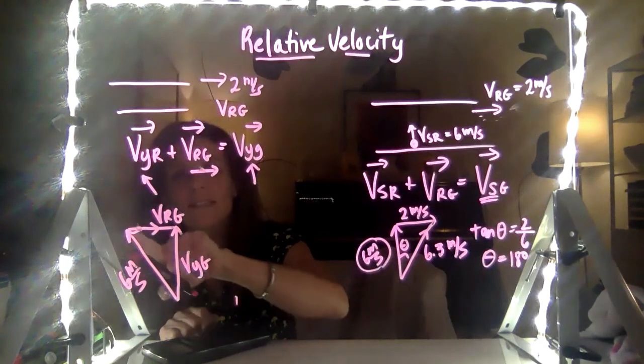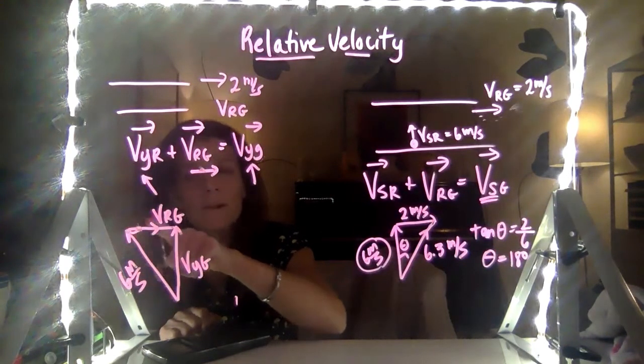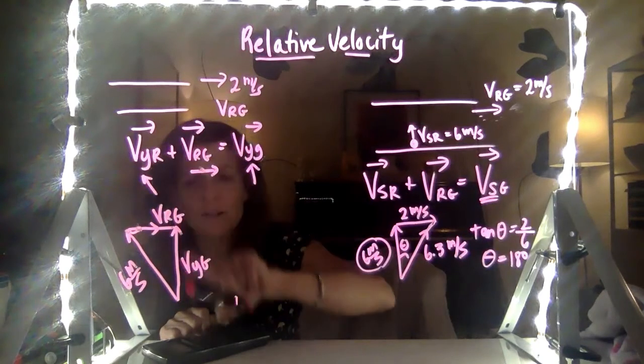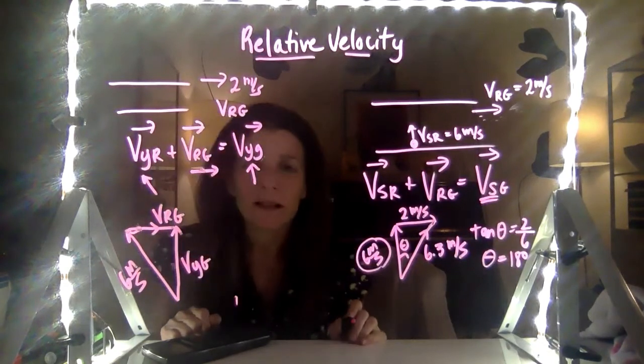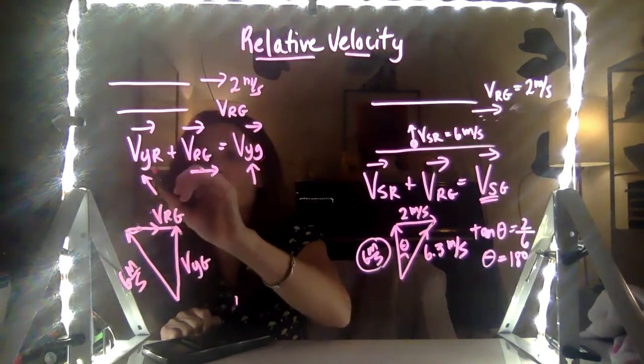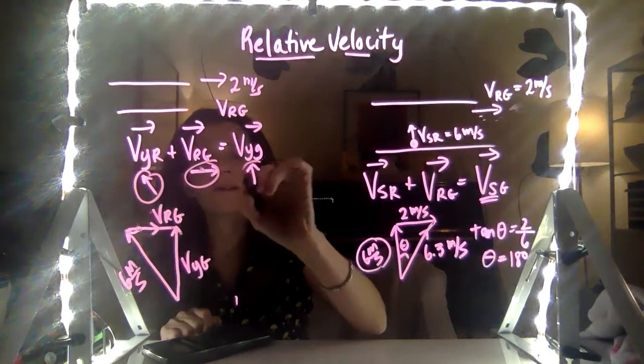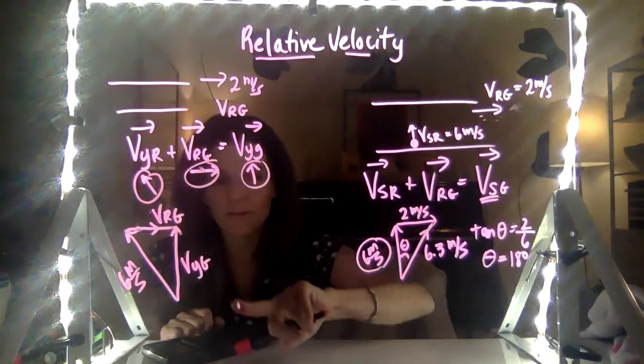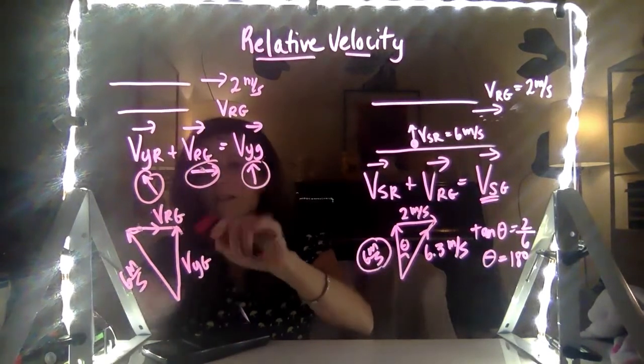Here, I'm not adding this vector and this vector. I'm saying velocity of me relative to the river plus the velocity of the river relative to the ground is the velocity of me relative to the ground. So I'm adding this vector plus this vector to get this vector, the angle vector plus the sideways vector to get the up vector. Okay, let's do our Pythagorean theorem in reverse.